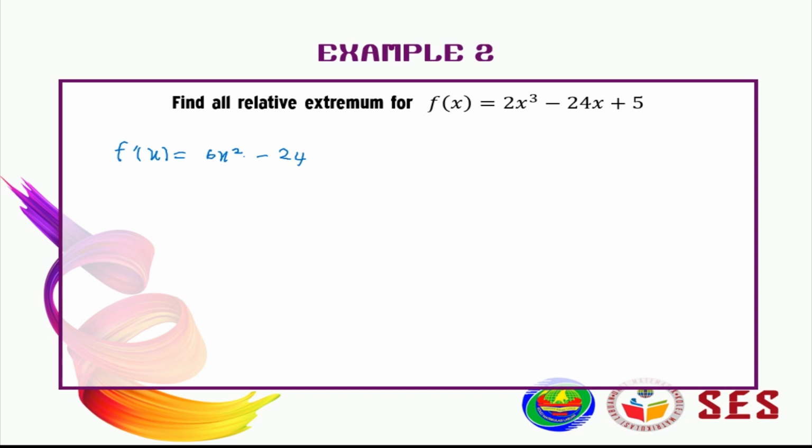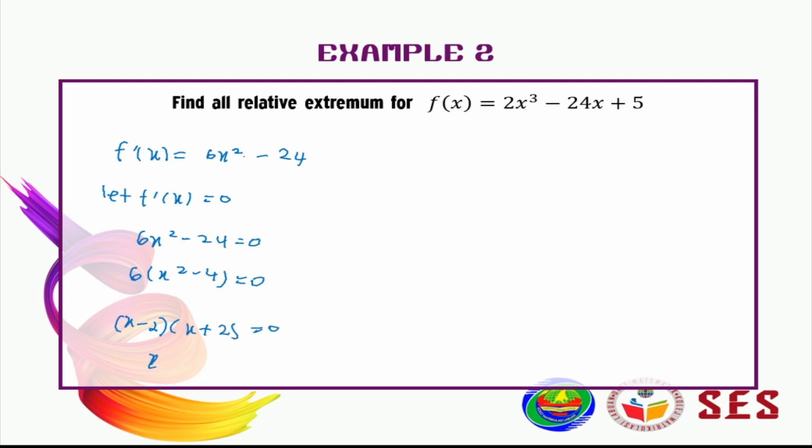We need to let our f prime of x equal to 0 for stationary points to exist, so 6x squared minus 24 equals 0. Factor out 6, you have x squared minus 4. Then you can bring 6 to the other side, and factor x squared minus 4, you will have x minus 2 times x plus 2. So what is your x value? It's going to be x equal to 2 and also negative 2.